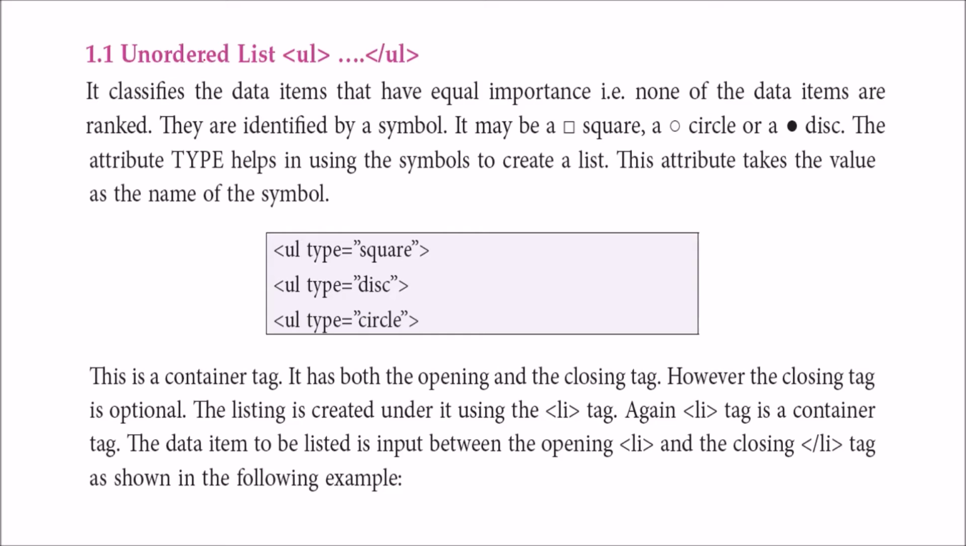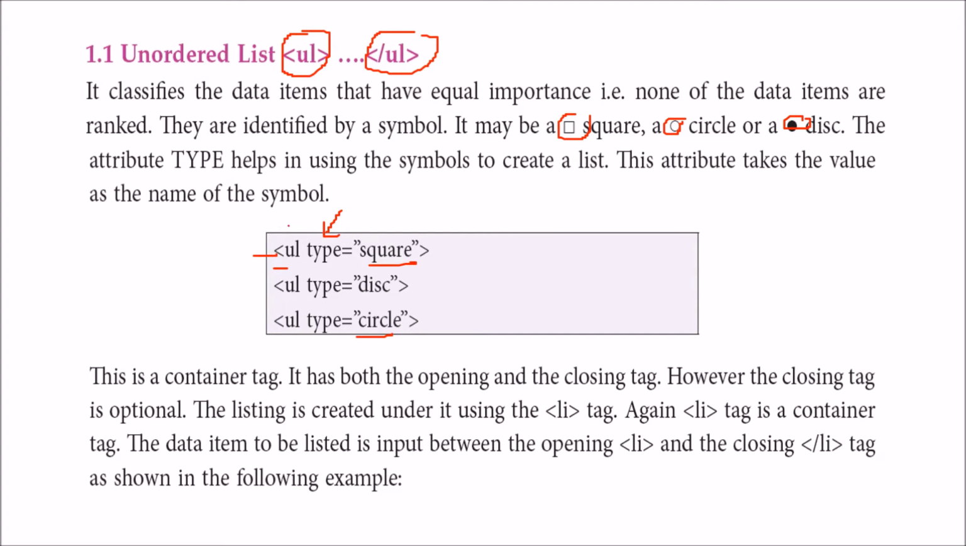We start with unordered list, UL. It classifies the data items with equal importance, and the symbol in front of it can be square, circle, or disk. For that we start with UL, the unordered list, and end with /UL. This type is actually the attribute of this UL. If you want to give some type, the type is square, disk, or circle.